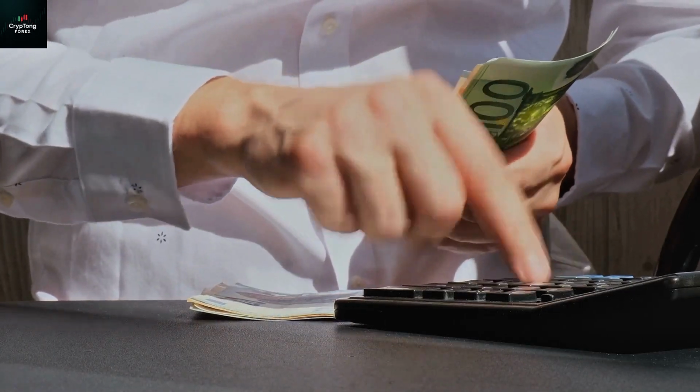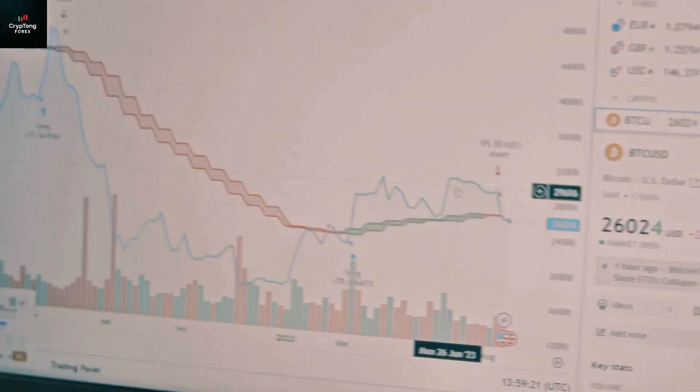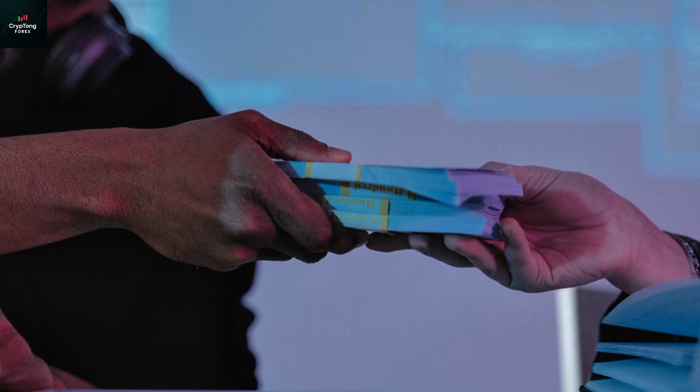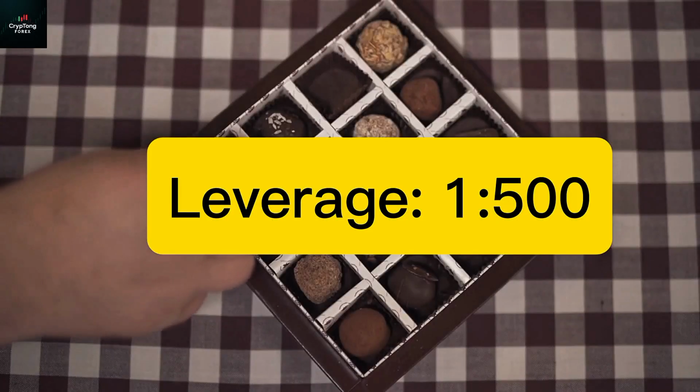Now this one is super important. Margin trading. Forex trading uses margin. That means you don't need to pay the full amount to open a trade. It's like borrowing money from your broker to control a larger position. Here's a simple chocolate example.